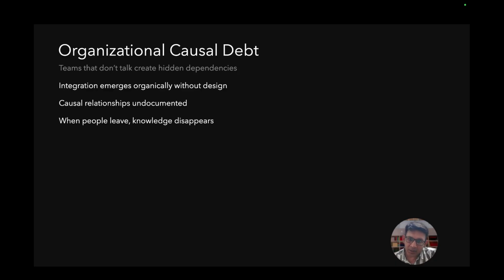Now, teams that don't talk produce code with hidden dependencies between their domains. Nobody designed the integration, it emerged organically. The causal relationships aren't documented, they're tribal knowledge distributed across teams. When people leave, that knowledge disappears. The causal graph becomes unknowable.